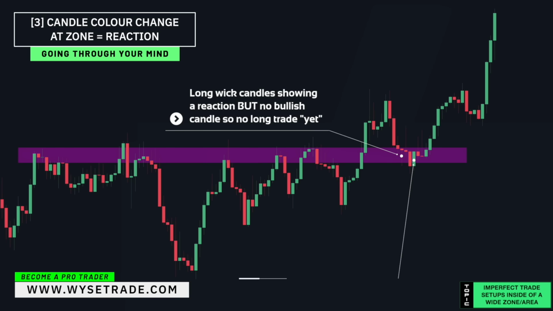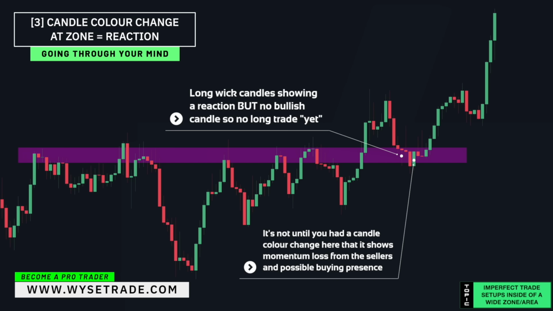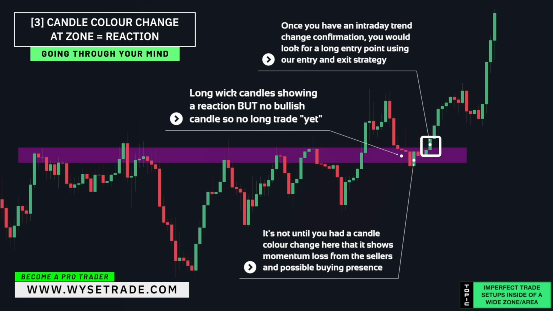But it's not until you had a candle color change here that it shows momentum loss from the sellers and possible buying presence. Once you had an intraday trend change confirmation, you would look for a long entry point using our entry and exit strategy. Let's show this again.